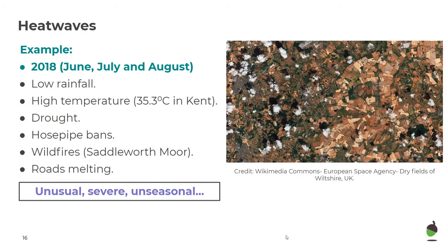And lastly, another type of extreme weather event that we experience in the UK are heat waves. An example of this is in 2018 through the months of June, July and August. There was low rainfall, high temperatures were experienced, for example 35.3 degrees Celsius in Kent, drought, hosepipe bans were put in place, wildfires were experienced, for example at Saddleworth Moor, and it even caused roads to melt in some places. And you can see on the image on the screen that a lot of fields are experiencing this drought, and therefore that influenced or affected crops and food supplies. And again, a really quite severe event.